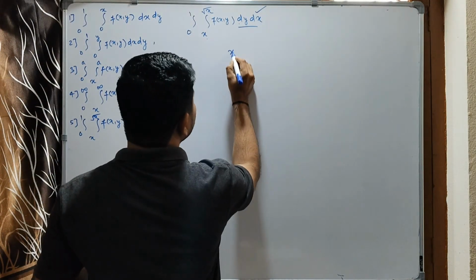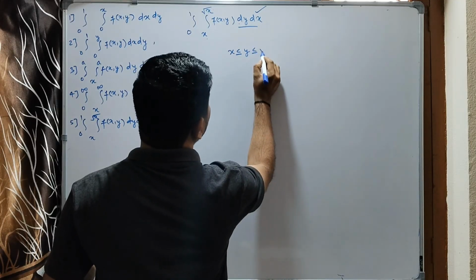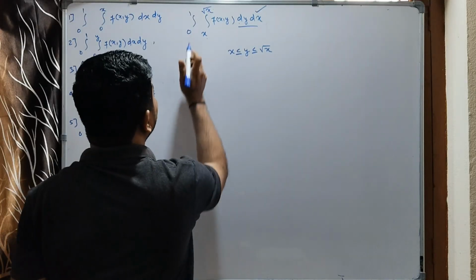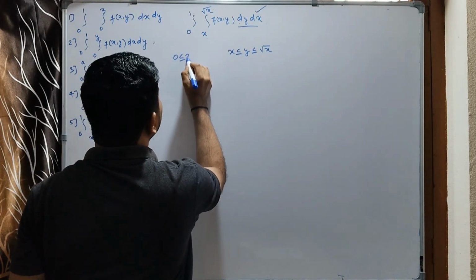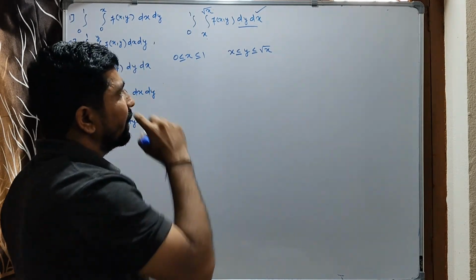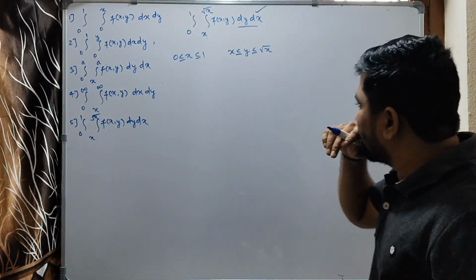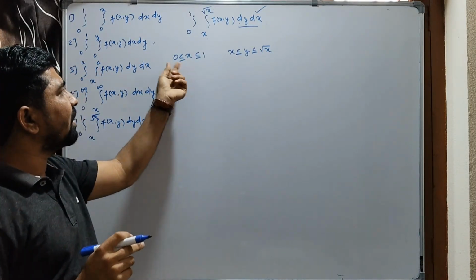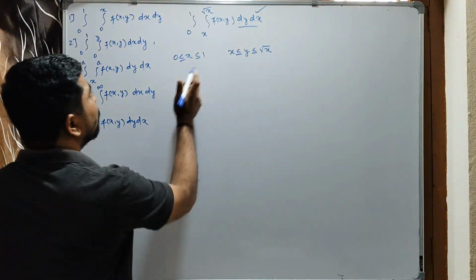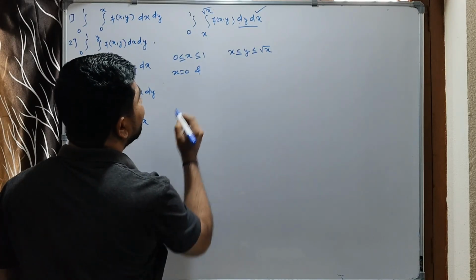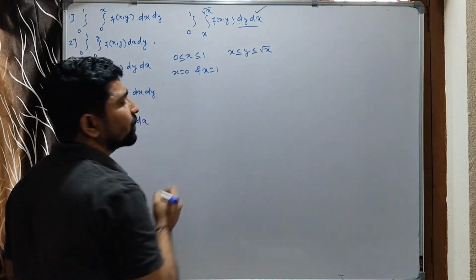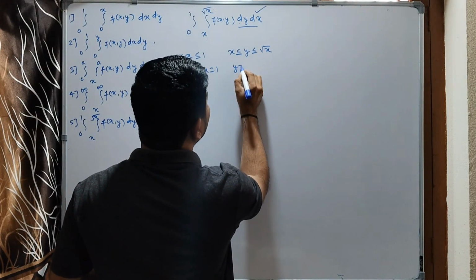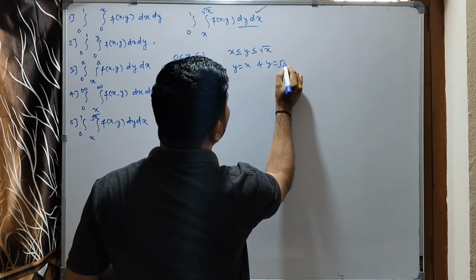So I am taking x is less than or equal to y, which is less than or equal to root x. In the same way, this is the value of x, so 0 is less than or equal to x, which is less than or equal to 1. At the left end of this closed interval 0 to 1, x equals 0, and at the right end, x equals 1. In the same way, for the interval x to root x, y equals x and y equals root x.